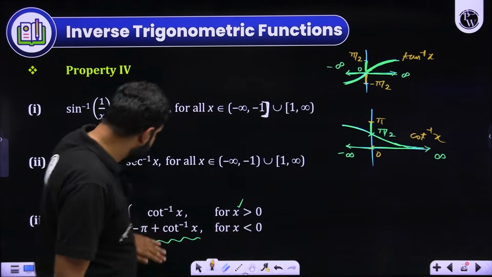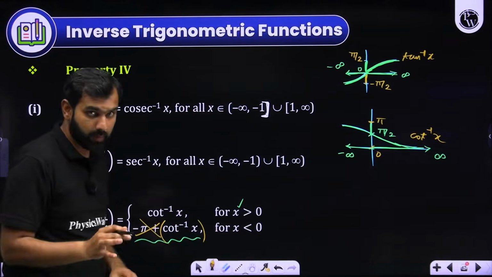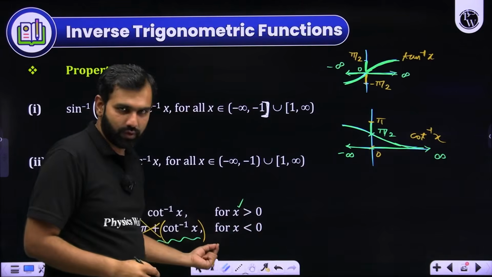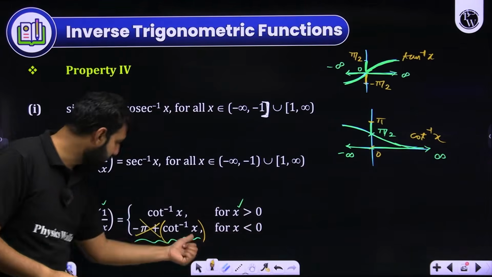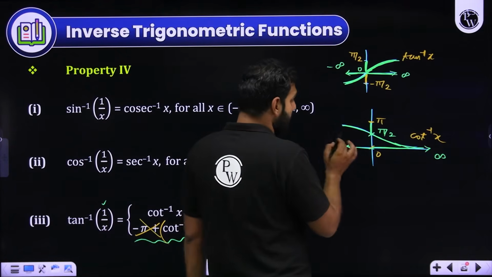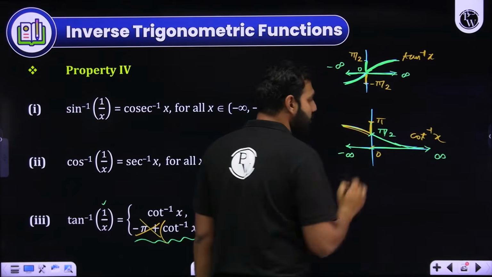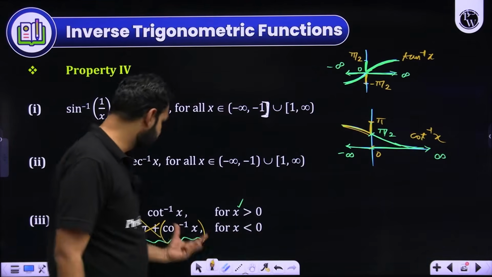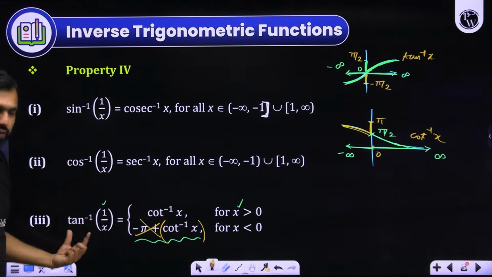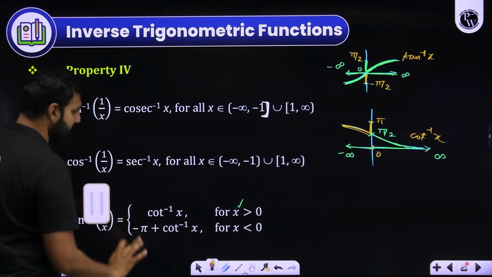But if I simply look at this part, the problem arises here: cot inverse x for the negative values of x. Of course, if x is negative, 1 by x is also going to be negative. So if I'm taking the negative values in cot inverse x, I'll be getting values from pi by 2 to pi, and that's a problem. This is giving me values from pi by 2 to pi, and this is giving me values from minus pi by 2 to 0. So how is it equal? To bring equality here, I have added minus pi to it.